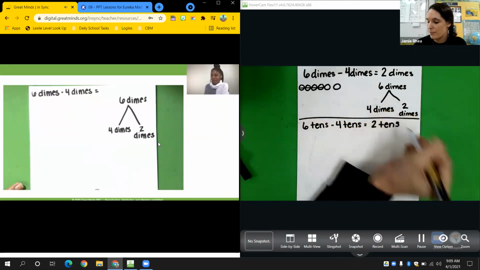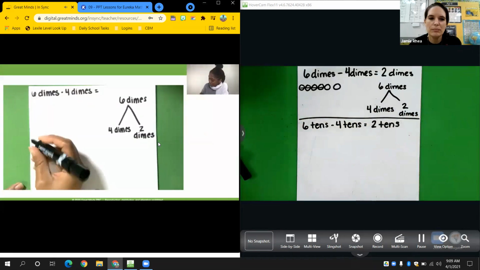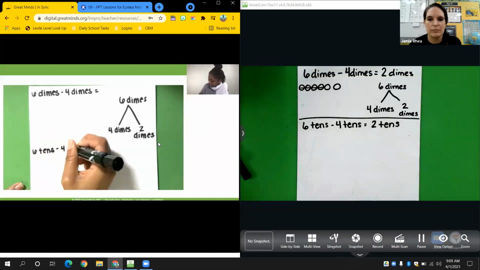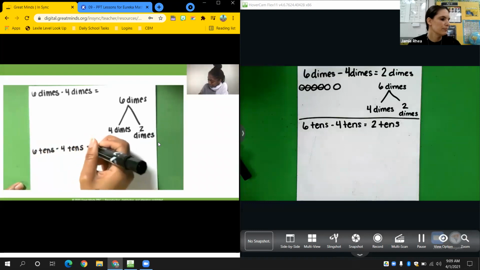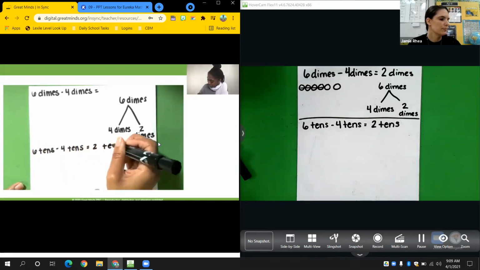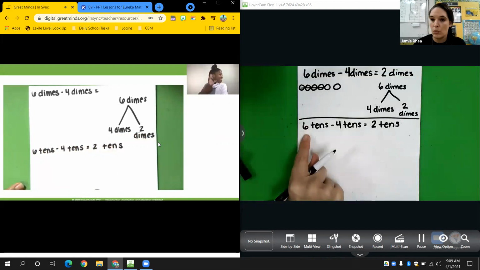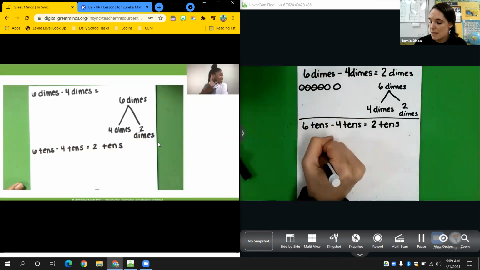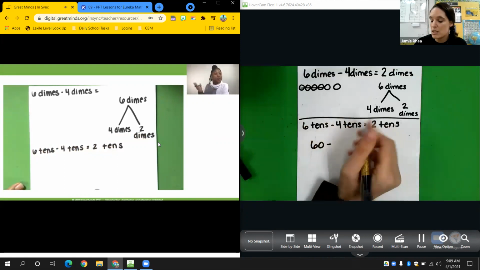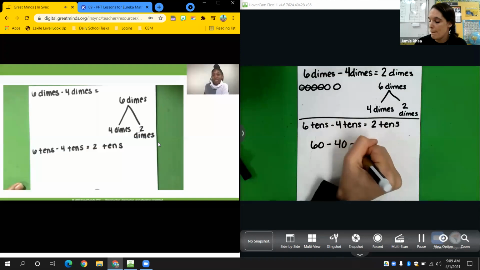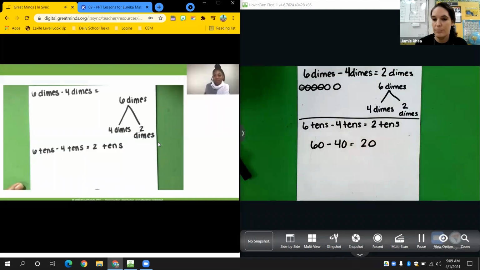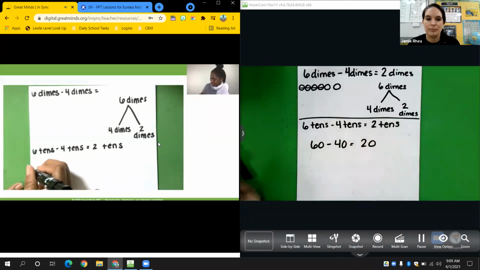Let's write that on our paper. Go ahead. This is the unit way, mathematicians. How can we say this in the regular way? We know the value of 6 tens is 60. The value of 4 tens is 40. 60 minus 40 equals 20. Let's write that.